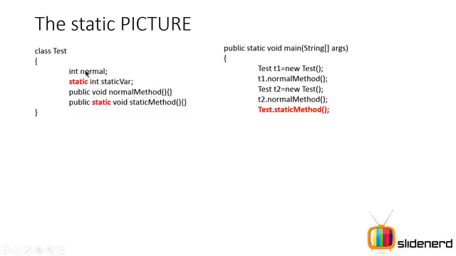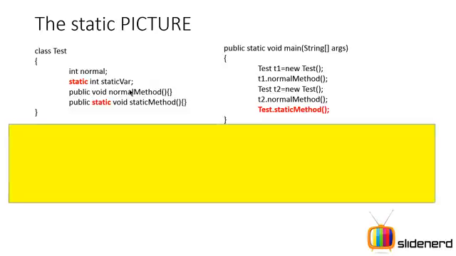In other words, it does not depend on int normal, it does not depend on normal method, it's going to be something else, and that's what the static method is all about. So if you take a look at this in the form of an image, we can clearly understand what is going on.